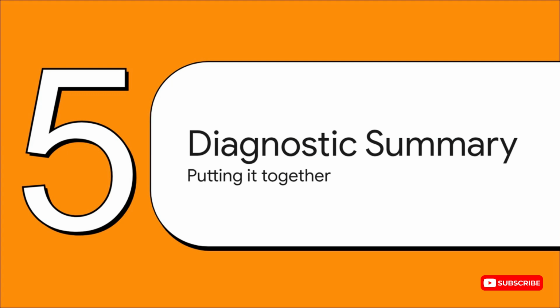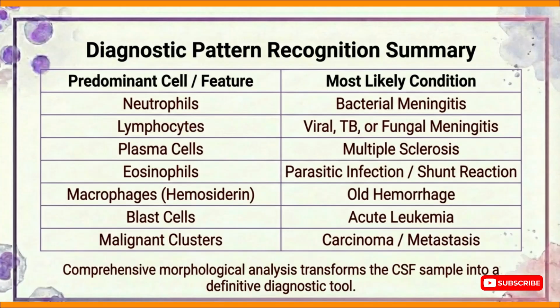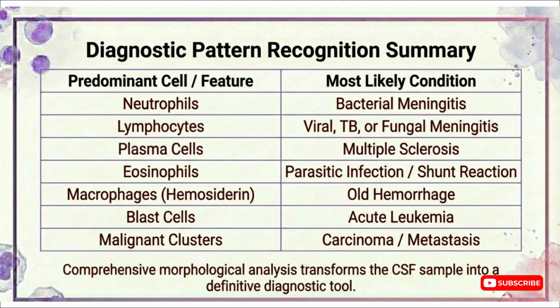Okay, last section. Section 5, Diagnostic Pattern Recognition Summary. Let's pull all of these threads together and see how these different patterns form a really definitive diagnostic tool. So think of this as your cheat sheet. By identifying the main cell or feature on the slide, you can immediately zero in on the most likely condition.